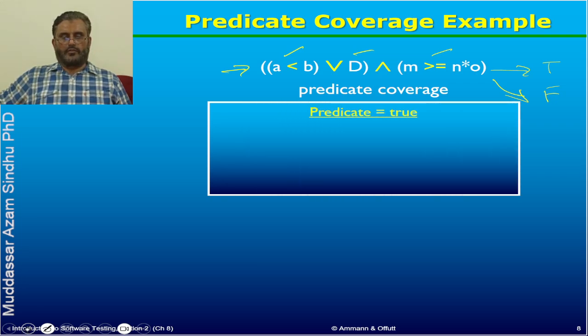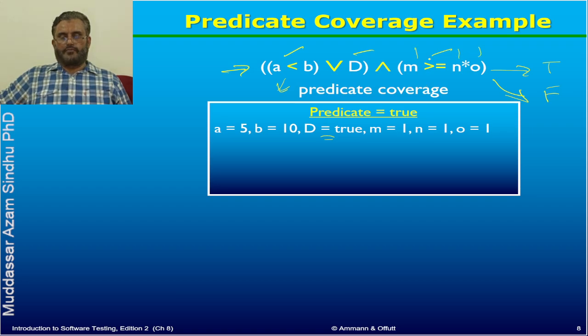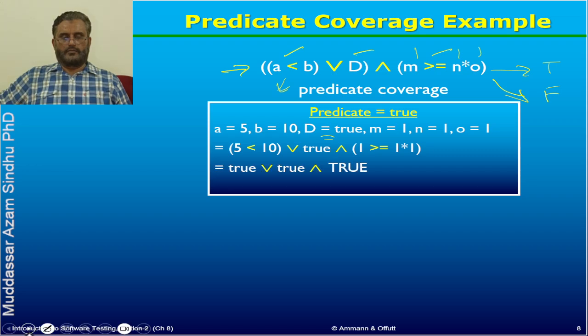So when we want to make the predicate true, you can have this set of values: a equal to 5 and b equal to 10, means that this part will become true. We have d equal to true, means this will be true or true, and m equal to 1 and n equal to 1 and o equal to 1. When we put these values here, then this makes 1 greater than or equal to 1. So that is also true. It means in this case the whole predicate will evaluate to true. So this is the whole computation in this part of the slide.